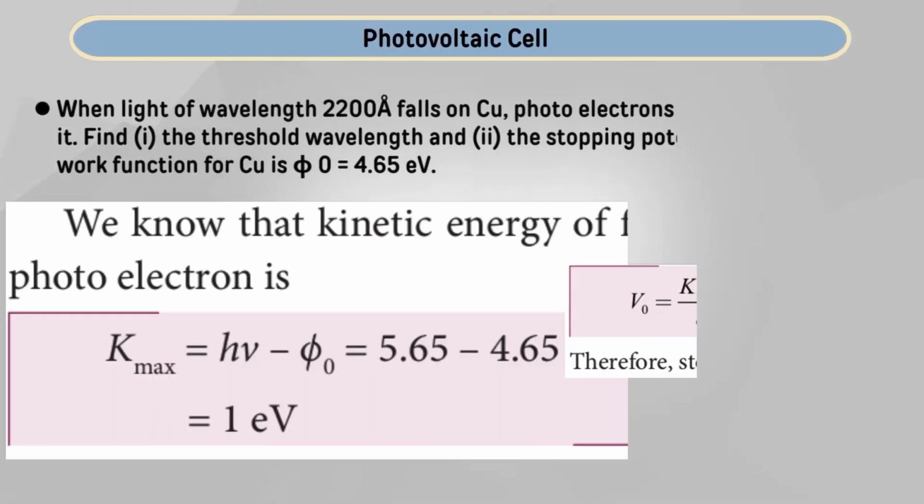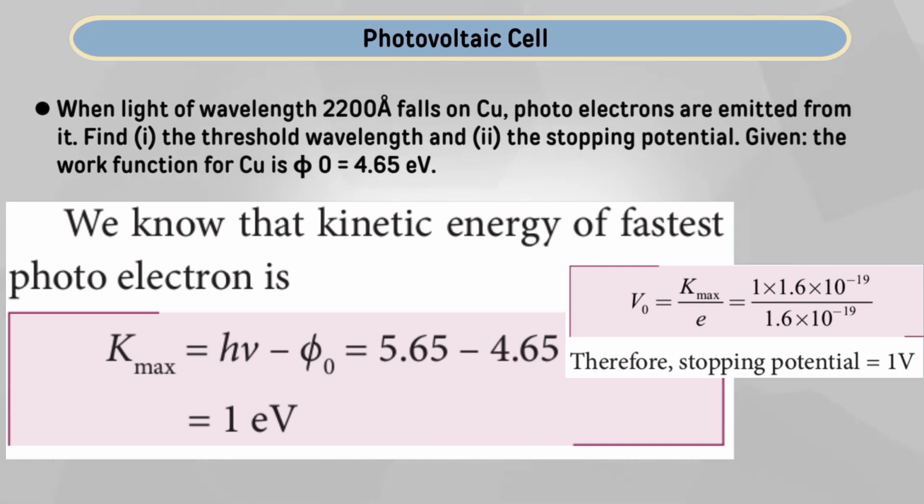And then finally, we can calculate this kinetic energy. K max is equivalent to h nu minus phi naught. So, the energy we have calculated is equivalent to 5.65 minus 4.65. So, that maximum kinetic energy is equivalent to 1 electron volt. And also we can calculate the stopping potential. So, this kinetic energy is equivalent to e multiplied by V naught. By putting this value we can calculate the stopping potential too, and obviously that will be 1 volt.